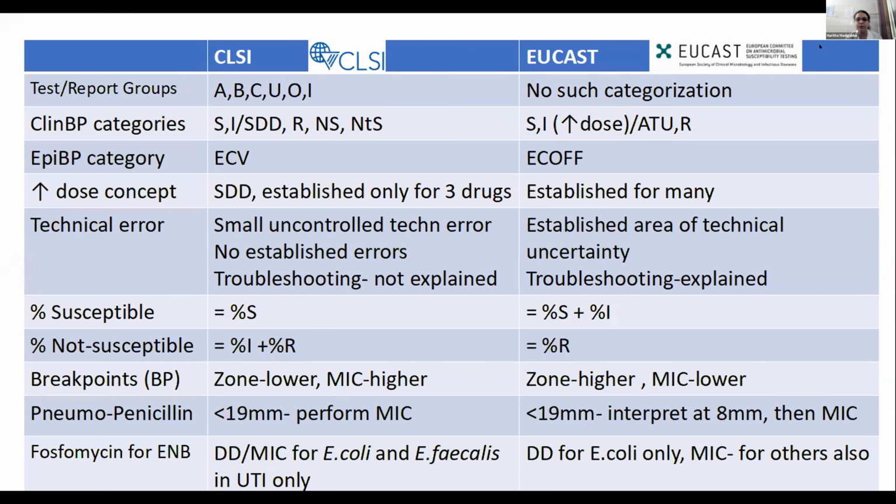And one more very important thing, fosfomycin for Enterobacterales. According to CLSI, the disc diffusion or MIC for E. coli and Enterococcus faecalis is present for urinary tract isolates only. So always remember, it is only for 2 organisms, and that too only for UTI. That is for E. coli and Enterococcus faecalis, the disc diffusion and MIC are available. But in EUCAST, the disc diffusion is present for E. coli only, and for all other organisms, MIC breakpoints are also present.